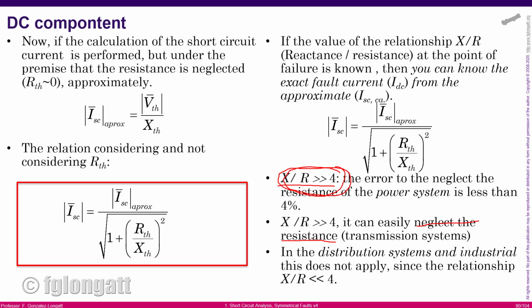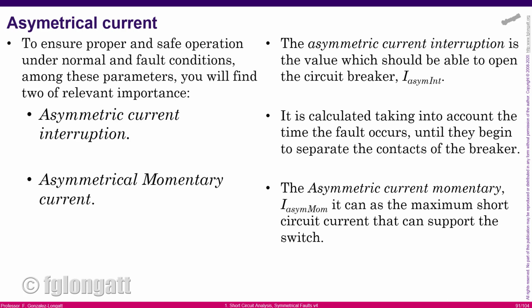But if you are working at distribution level, the story is totally different. In distribution level, especially industrial levels, you have a resistance that is almost comparable with the reactance. As a consequence, you need to be careful. Now, why am I explaining this? Because we can calculate the asymmetrical short circuit current, again, for the interruption and the momentary regime, using the factor that I presented before.